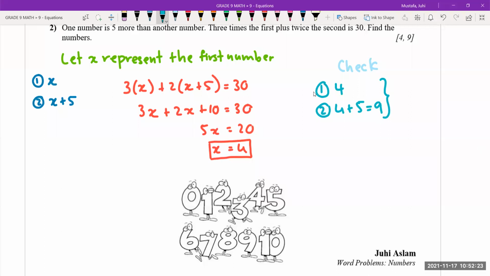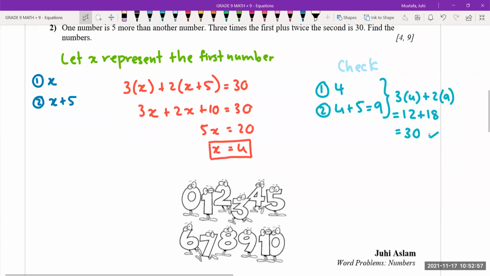Now again, we're using an informal check. Let's see what the question says. 3 times the first number. So what's 3 times the first number? It'll be 3 times 4 plus twice the second number. So it's going to be 2 times 9, right? Our first number is 4, so I did 3 times 4. Our second number is 9, I did 2 times 9. And this should equal 30. So we get 12 plus 18, which equals 30. And so our answer is correct.